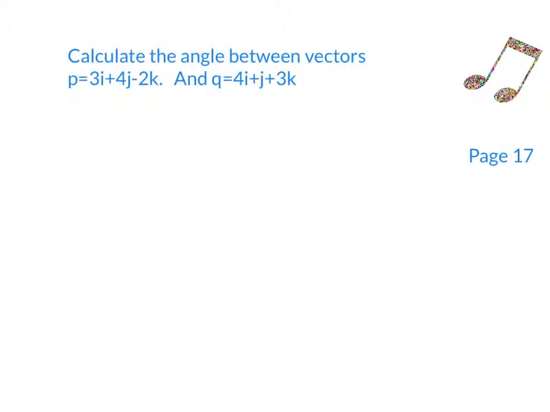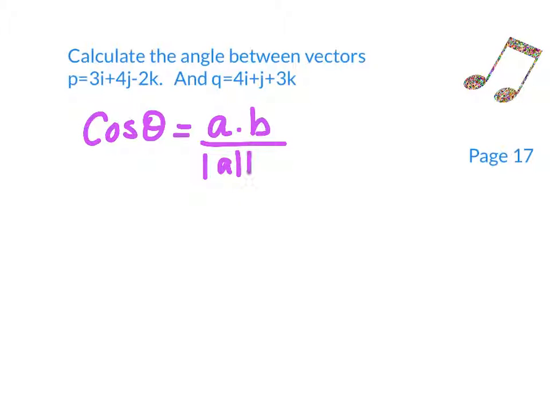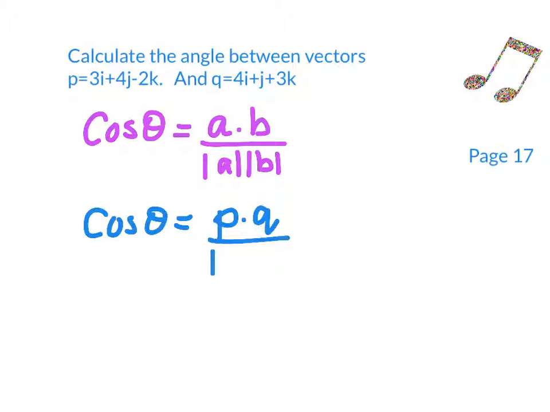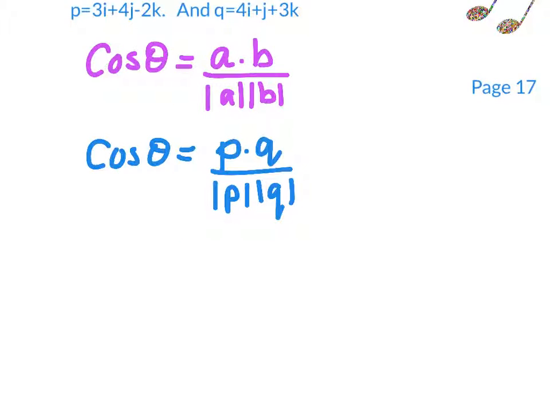Our first example is on page 17, as are these formulae that we just talked about, so please highlight them to make sure you know where they are. Now we're asked to calculate the angle between these two vectors. We're going to be using the formulae that we've just talked about. We are, however, going to be replacing the A and B with P and Q. It is important that we use the correct letters. So we need P dot Q, and we need the magnitude of P and the magnitude of Q.